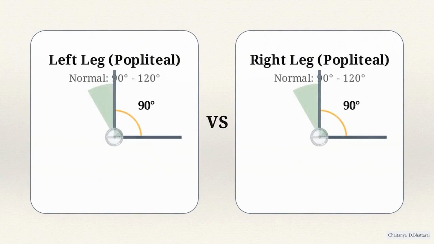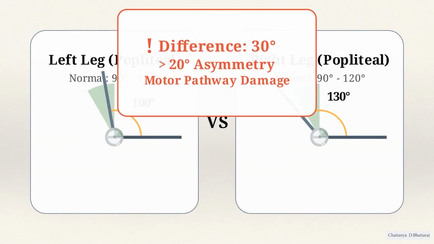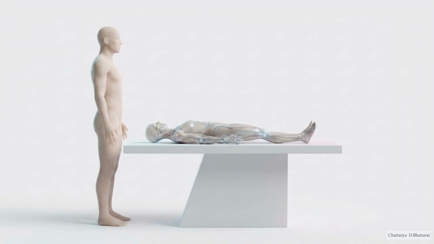In infant diagnostics, the most significant metric is the symmetry of the popliteal angle. An asymmetry greater than 20 degrees between the left and right legs serves as a clear indicator of asymmetrical motor pathway damage. Physical maneuvers confirm these findings.